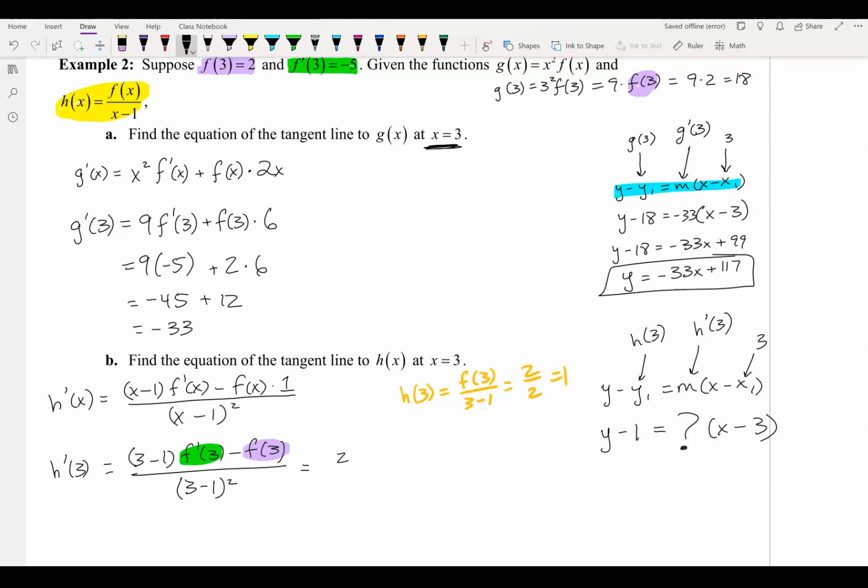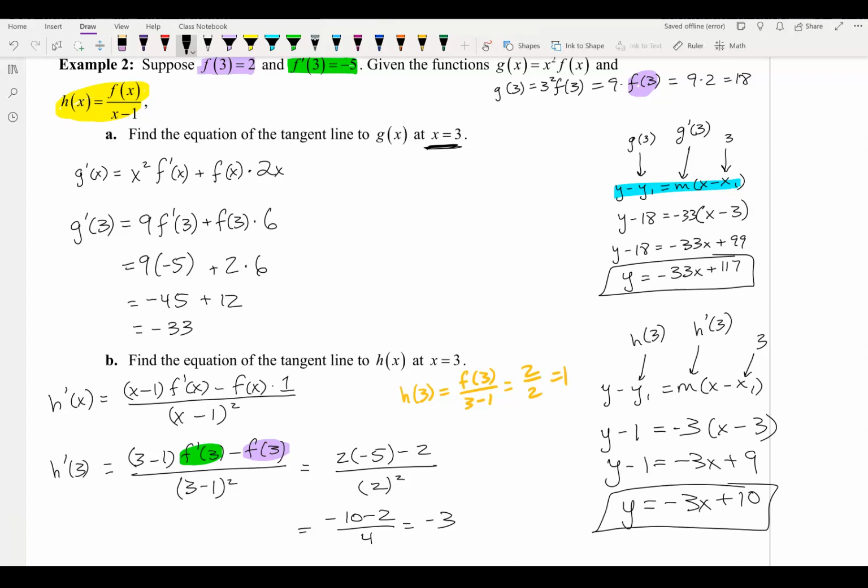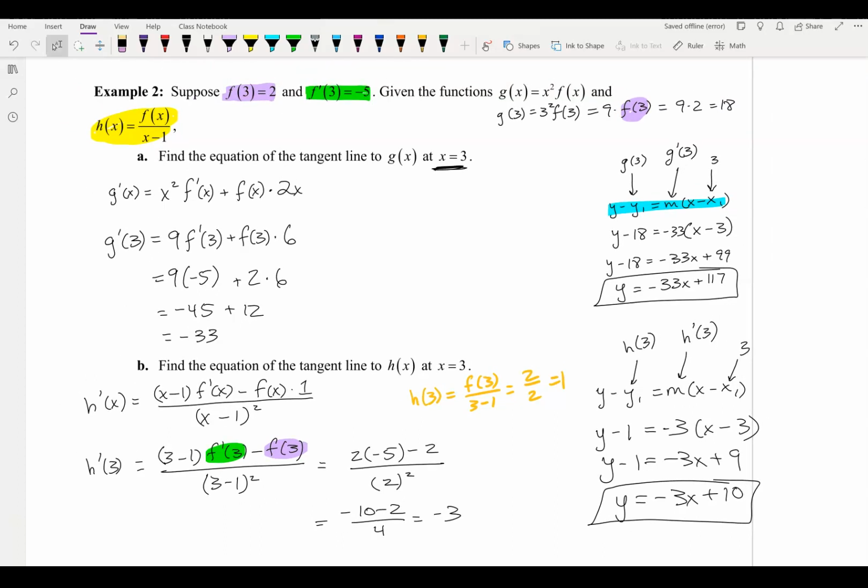3 minus 1 is 2. In green up top, we have negative 5. Minus f of 3 is 2. On the bottom, we have 2 squared. Continuing on, I think that's a negative 10 minus 2 over 4. That's negative 12 over 4, which is negative 3. And that's what we put in for our question mark right there. So we have y minus 1 is equal to negative 3x plus 9. Y is equal to negative 3x plus 10. And there it is. So we had to use quotient rule on part B, and we had to use product rule on part A. All right.